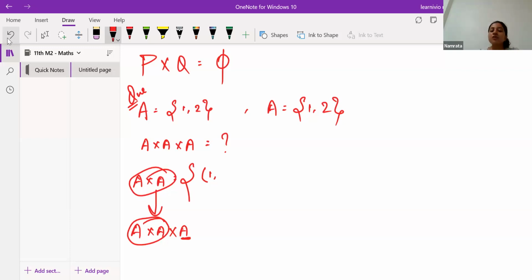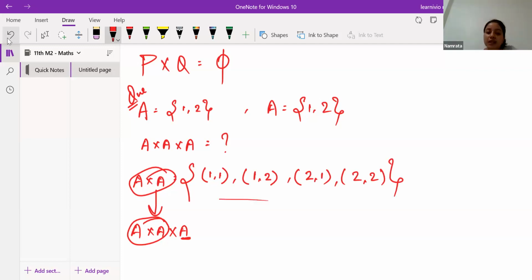So first, let's find A cross A. So it will be 1, 1, 1, 2, then 2, 1, 2, 2. Right, Lena? Yes, ma'am. Now this result of A cross A again will get multiplied with set A. What is set A? 1, 2 is there, right?